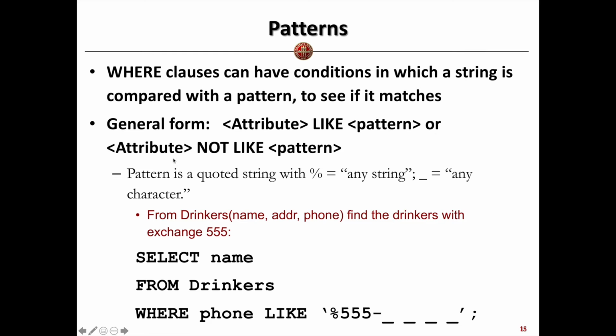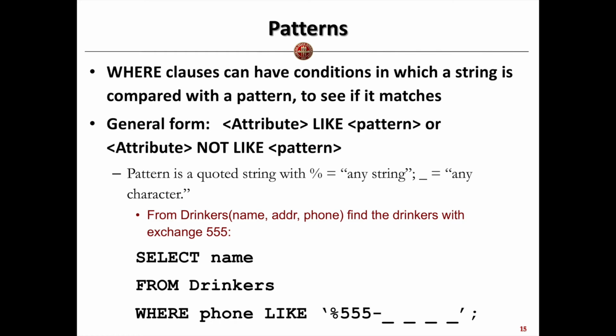Or we can use this attribute not like some pattern. So what do we mean by a pattern? A pattern is also a string. However, in this string, we have some special characters. The first one is the percent sign, this marker. We use this percent sign to denote any string. And at the same time, we also use the underscore to denote any single character.